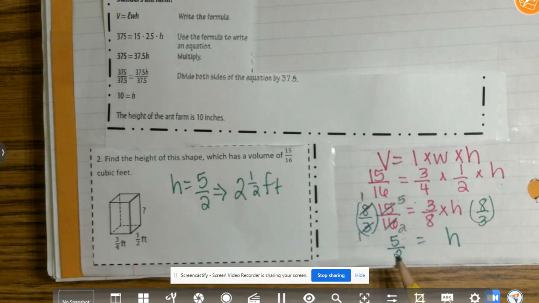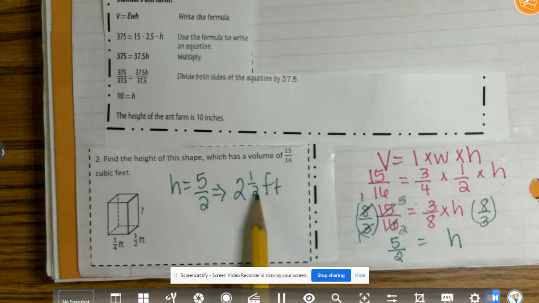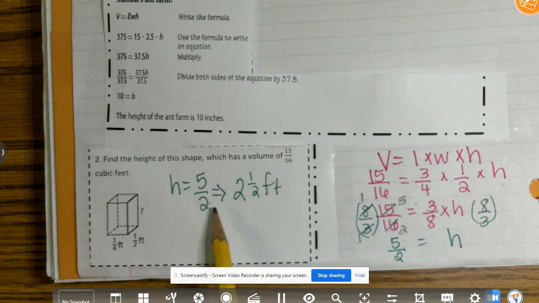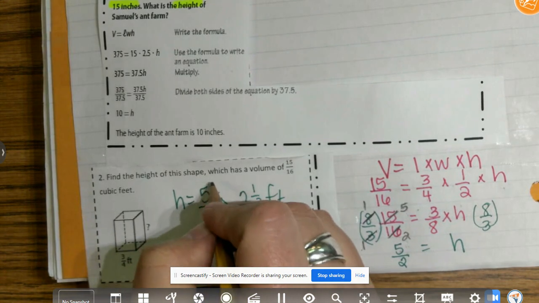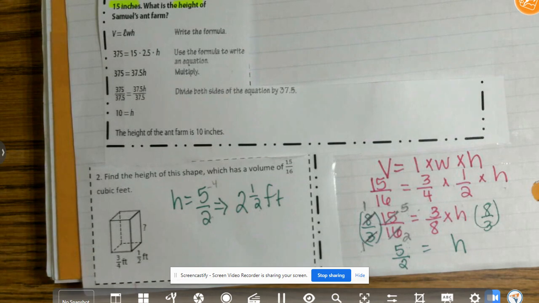However, when I make that improper fraction a mixed number, 2 goes in 2 times. 2 times 2 is 4. 5 minus 4 is 1. So that's where I get that 2 and 1/2. Okay, let's turn the page over.